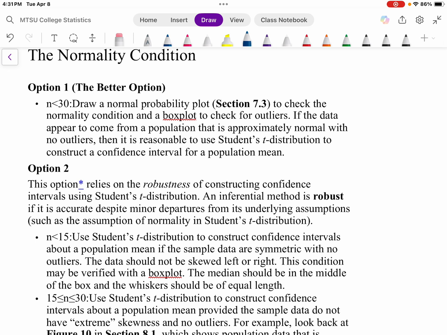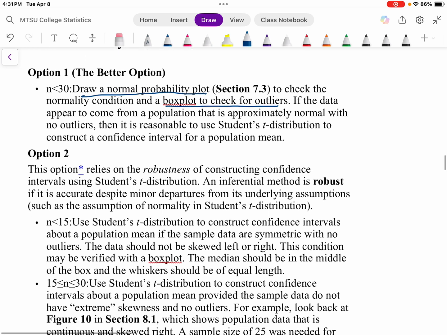The first option, if it's less than 30, is to draw a normal probability plot, and I'm going to show you where that's on the calculator, to see if it looks roughly linear. Then we also do a box plot to check to see if there are any outliers. If the data appears to come from a normal population that is approximately normal with no outliers, then it's reasonable to assume that the t distribution to construct the confidence interval is okay.